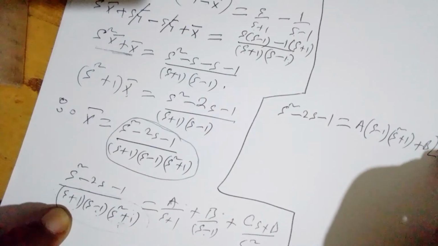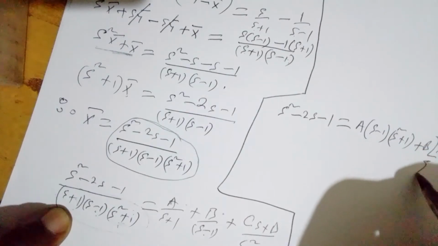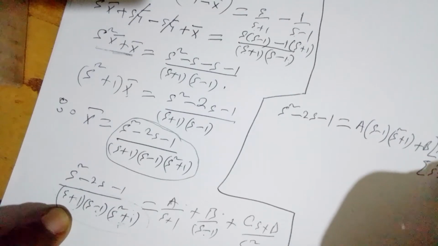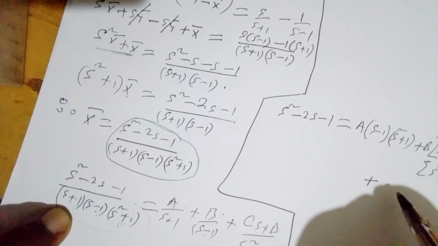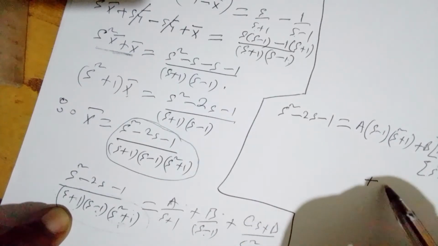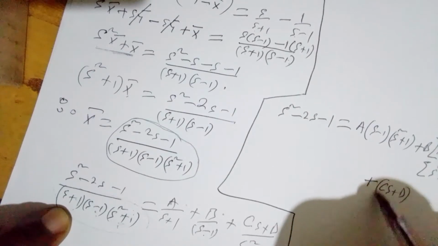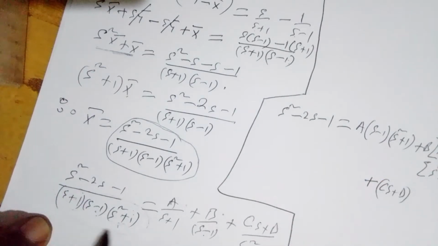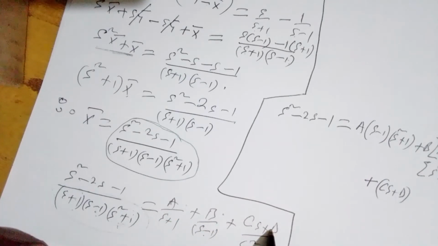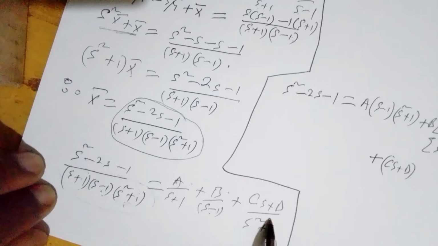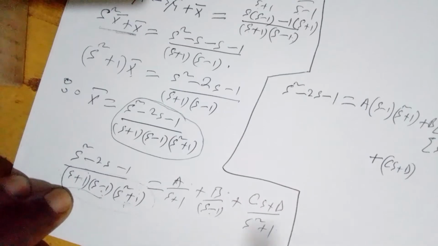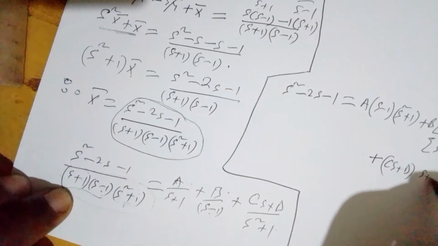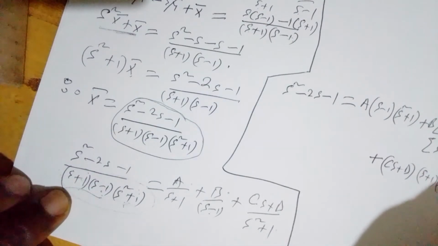s plus 1 and then s squared plus 1. This multiplication, then plus. Here we have Cs plus D. So when we multiply this with the Cs plus D, s squared plus 1 will cancel with this s squared plus 1, and then we remain with this. So here we have (s plus 1)(s minus 1).